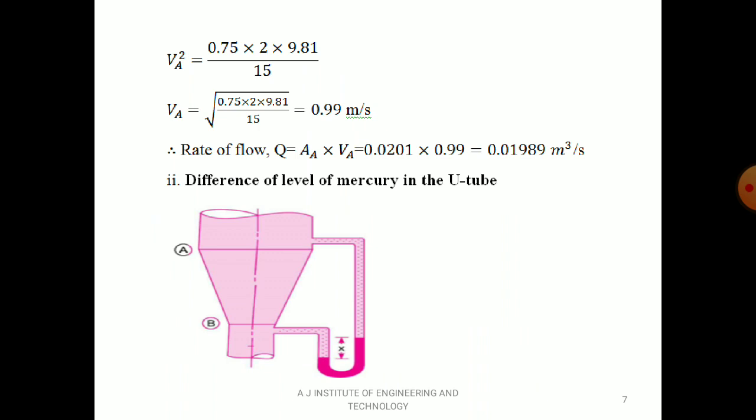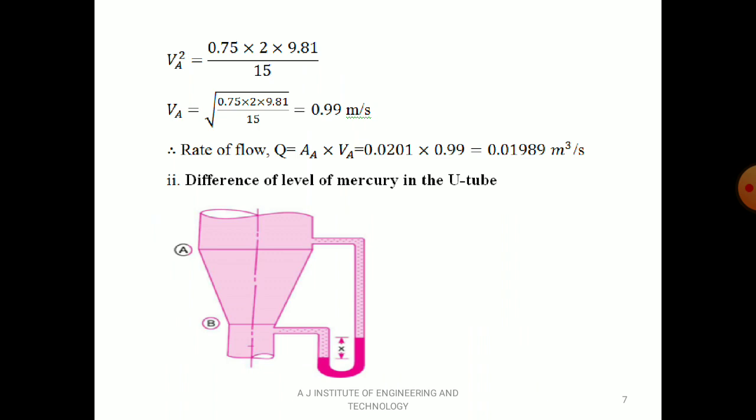AA value is 0.0201, VA value is 0.99. So that is equal to 0.01989 meter cube per second. You can go with Q equal to AB into VB, but for that you need the VB value. So you have to calculate it from VA, that is VB equal to 4 times VA. Then by substituting AB and VB values, you can get the value of Q as well.